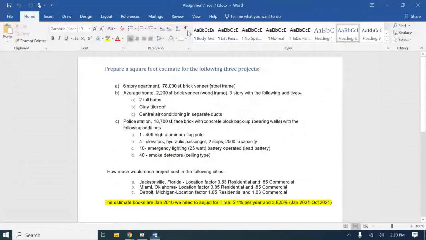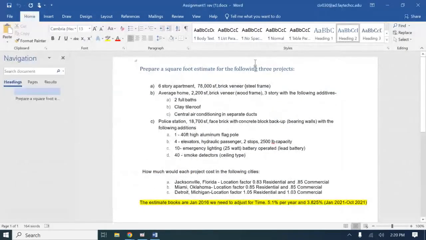And it says, first prepare a square foot estimate for the following 3 projects. One's going to be a 6-story apartment with 7,800 square feet, brick veneer, steel frame. Pretty simple. I'll tell you where to go. Second would be an average home, so we'd have to look at it. 2,200 square feet, brick veneer, wood frame, and then the 3-story, and then adding 2 full baths.